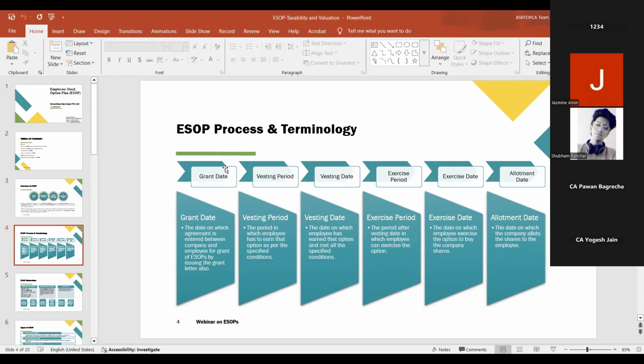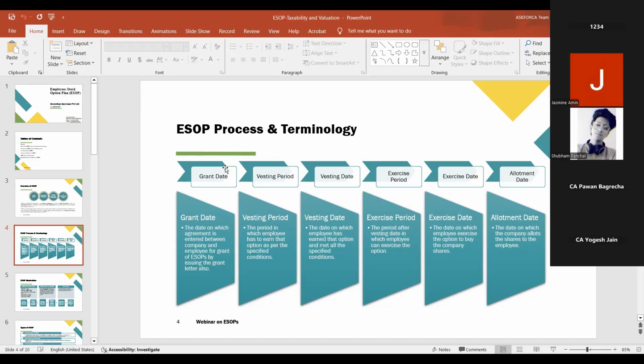and the other terms, such as what the vesting conditions will be, what the exercise price is, and whether there is any lock-in period. All the terms and conditions are mentioned in the ESOP scheme. When the company grants, after that the employee has to earn that ESOP by serving the company in the vesting period. When the employee works in this vesting period, he earns the ESOP.